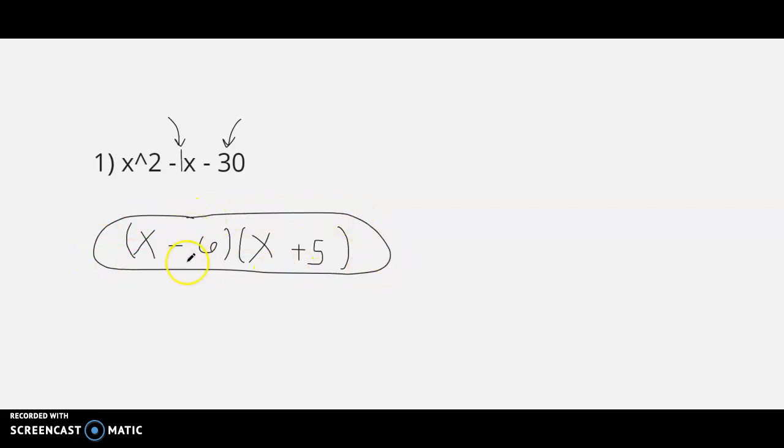Now if you wanted to check yourself, you could always FOIL, first outer inner last. X times x is x squared, x times 5 is 5x, negative 6 times x is negative 6x, and negative 6 times 5 is negative 30. And see, these two terms add together to give us a negative 1x. And if you notice, that is the exact same original quadratic trinomial that we started with.